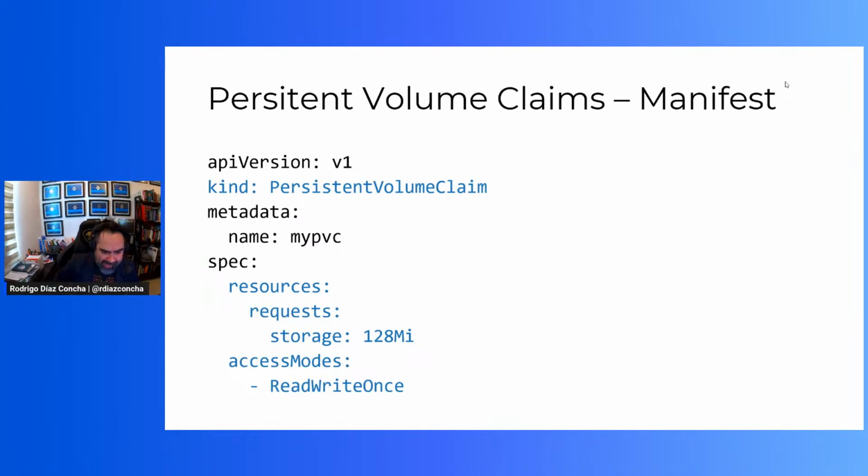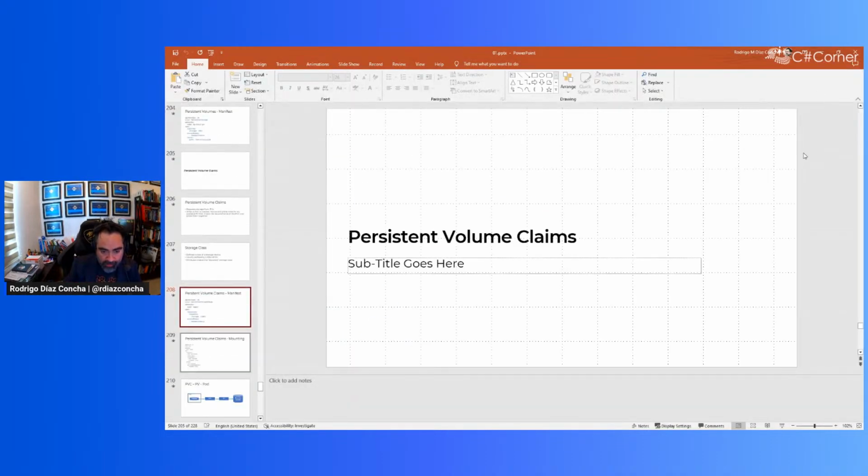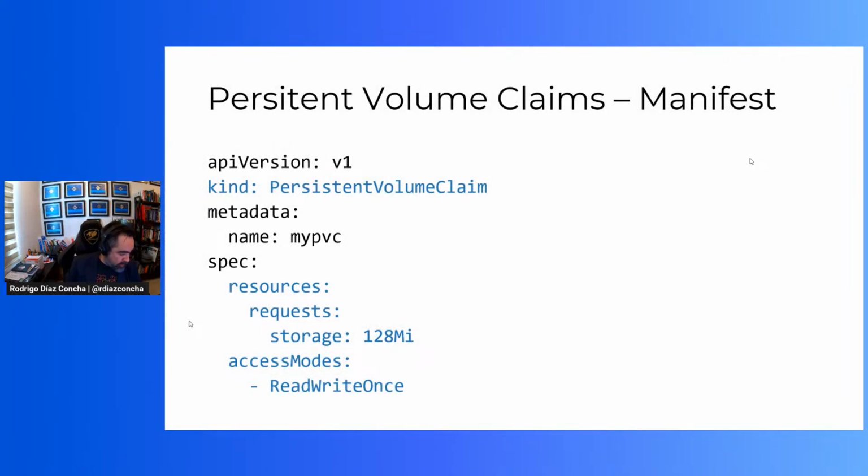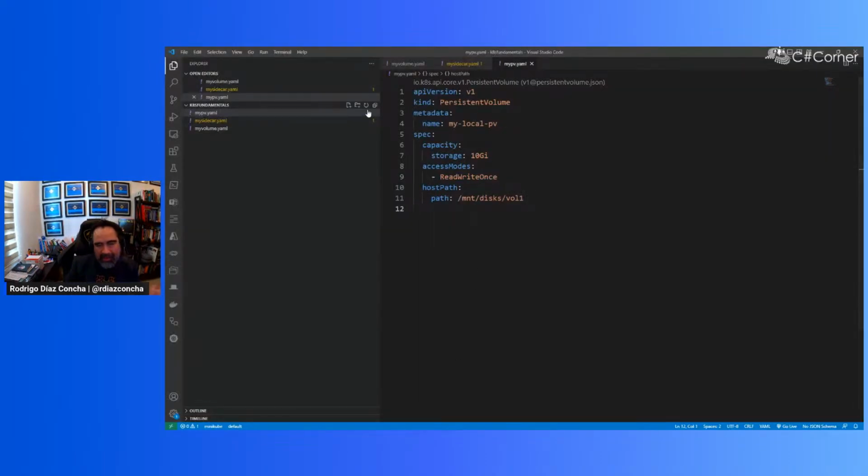In this particular case, it's asking for 122 megabytes and for a read write once kind of persistent volume, okay? Remember, this is just for asking. So if you create this, actually, you know what? Let's do this. I can copy this. However, let me show you this template that I have in my Visual Studio Code.